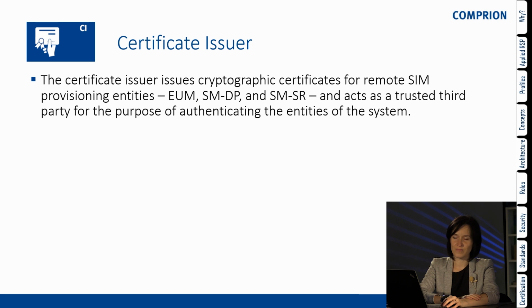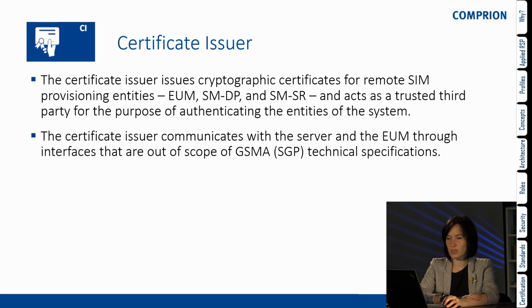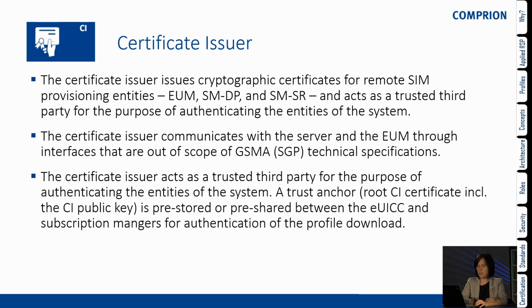and acts as a trusted third party for the purpose of authentication of the entities in the ecosystem. The certificate issuer communicates with the server and the EUM through interfaces that are out of scope of the GSMA. This is why you saw these lines in the actual GSMA SGP technical specifications. The certificate issuer acts as a trusted third party for the purpose of authenticating the entities of the system. A trust anchor, meaning the root CI certificates, including the CI public key, is pre-stored or pre-shared between the eUICC and subscription managers for authentication of the profile download.